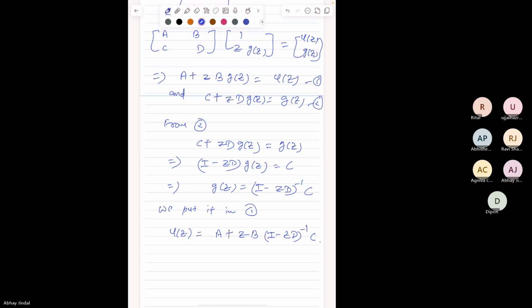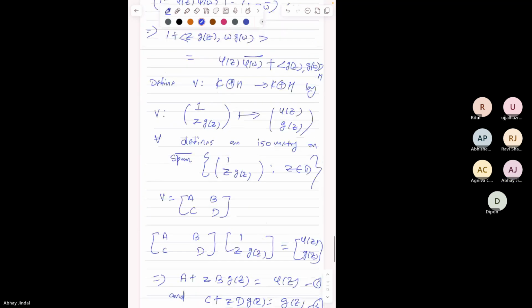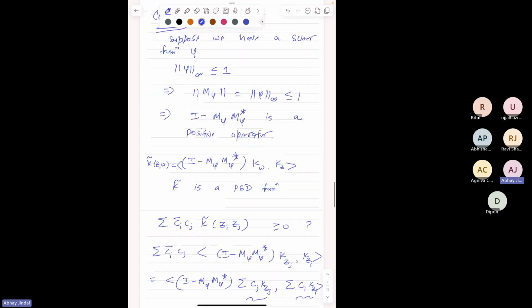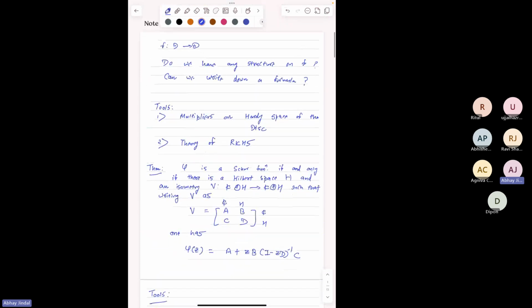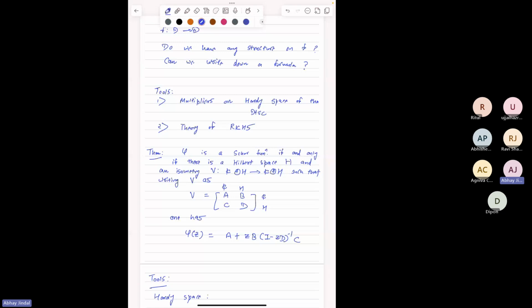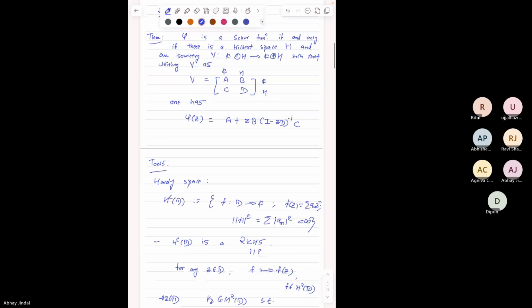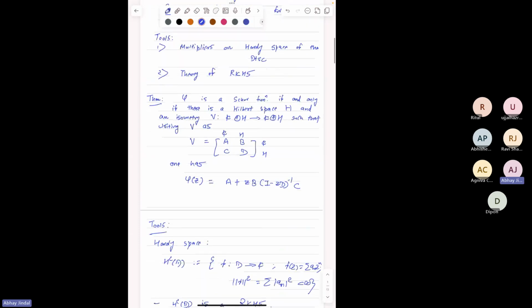I want to make a comment or two before I end this. Let us go to the beginning. So we have a formula. The first comment is, what happens if H is finite dimensional? See, if H is finite dimensional and V is an isometry, then it becomes a unitary.